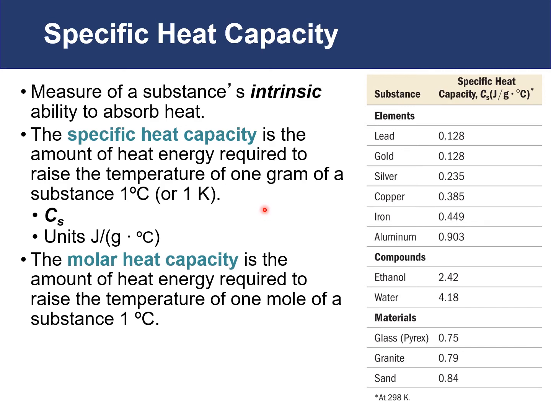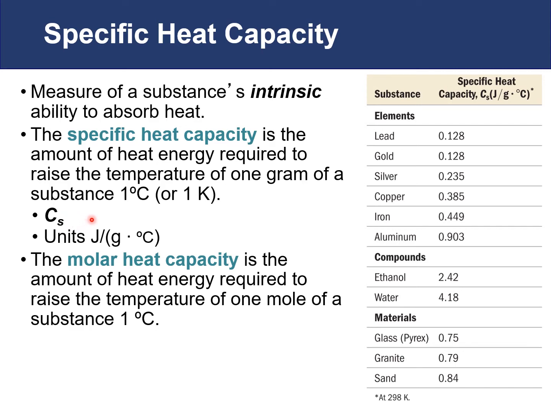The term that we will use for that is the specific heat capacity. The specific heat capacity is the amount of heat energy required to raise the temperature of 1 gram of a substance by 1 degree Celsius. We will denote it with a subscript of S. So we'll use the same symbol of a capital C as we did before with heat capacity, but this time the subscript S tells us that it is the specific heat capacity.